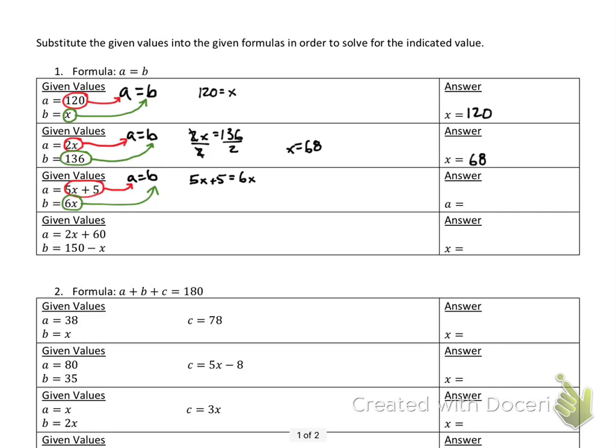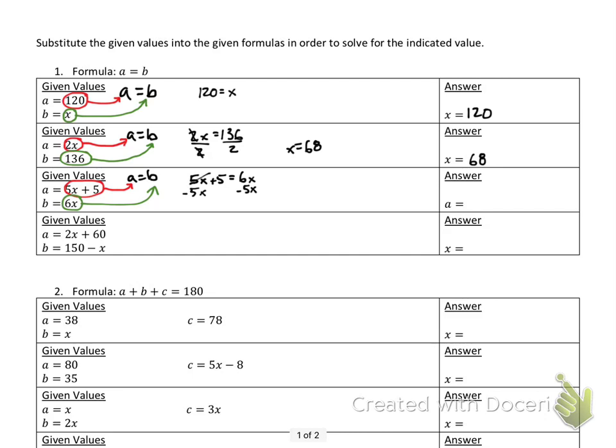Well, we already have positive 5x, so we want to do the opposite. So we subtract it. Let's subtract 5x from both sides. Remember, get all your variables on one side of the equation, all your numbers on the other, and then you can go through and do your simplifying to get x by itself.